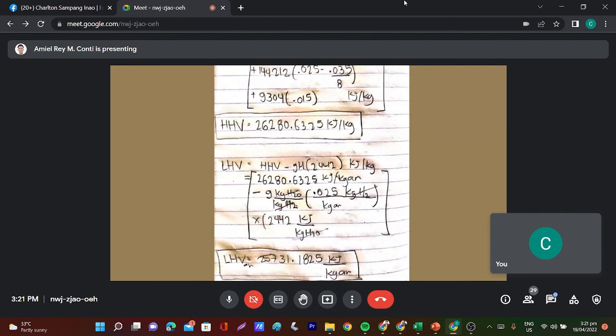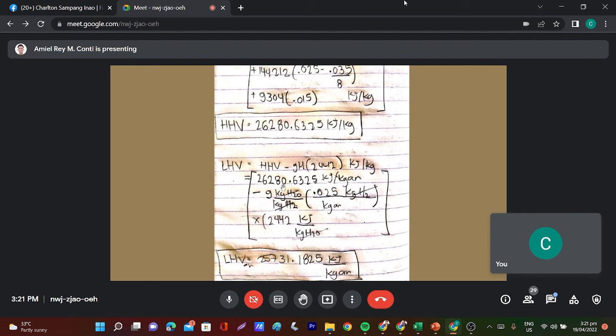Next. Wait lang. To get the lower heating value, we need is higher heating value minus 9 times hydrogen times 2,442 kilojoule per kilogram. Then, ito, direct substitution lang din, kaso sa higher heating value, itong LHV, lower heating value, higher heating value, and itong H, as received silang lahat.